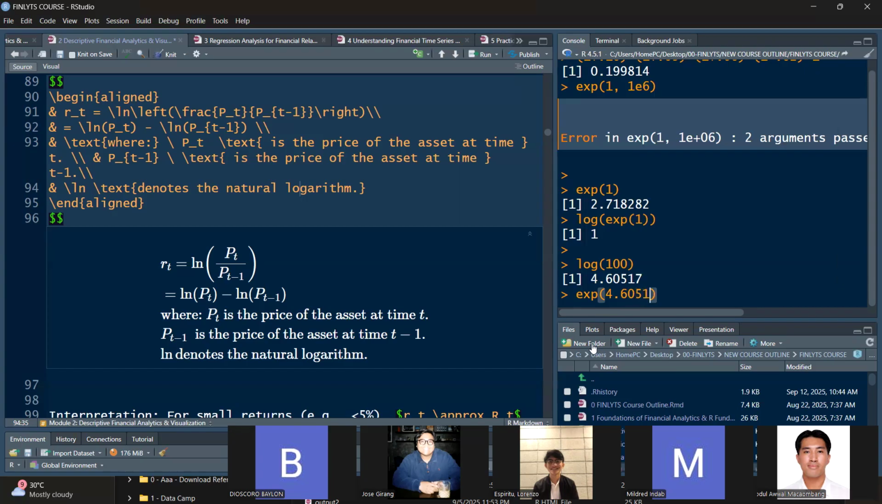$4.60517. Okay. So what's the value of this one, class? E to the 4.60517. The answer is, yeah, 100. It's not exactly 100 because I just copied it; it's not actually 4.60517, it's more. Okay. All right. Thank you.